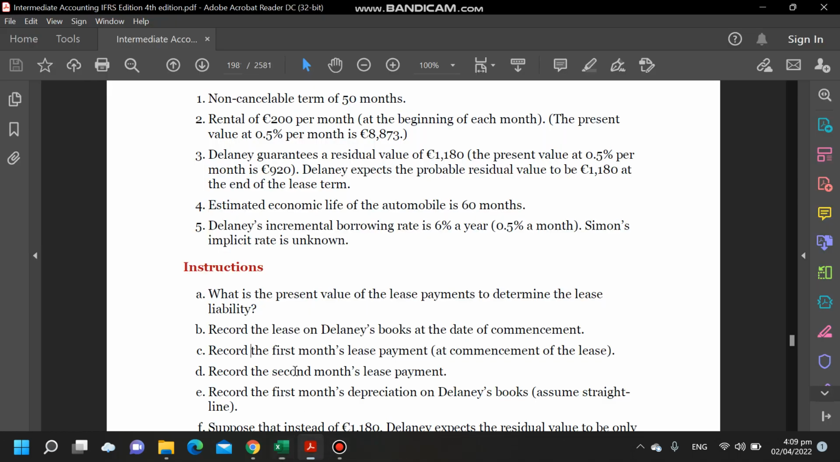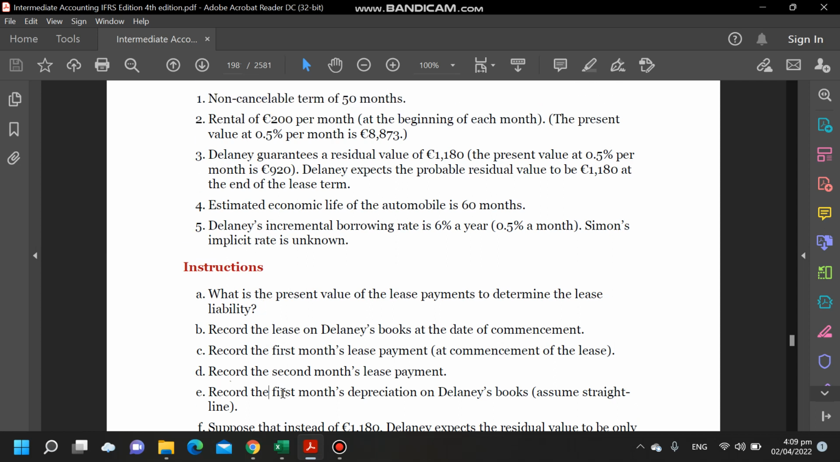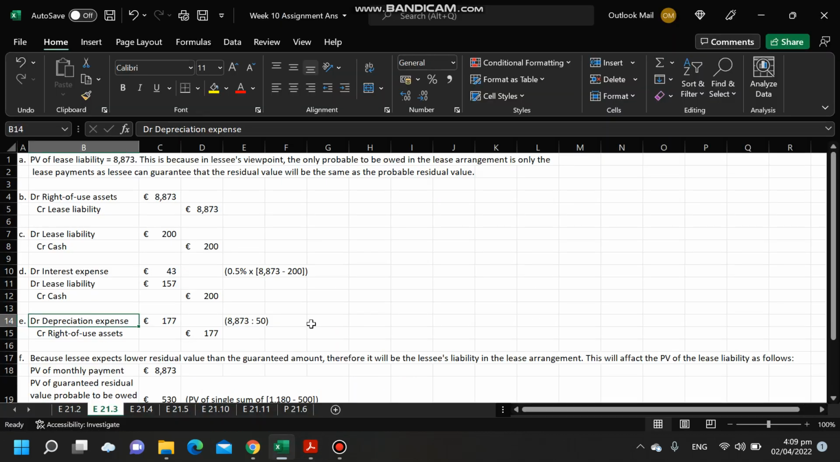And then E, record the first month's depreciation on Delaney's books, assume straight line method. Okay, so very simple, we just take the present value divided by 50 months. So the journal entry is debit depreciation expense, credit, remember, right of use asset of 177, which is from 8,873 divided by 50.